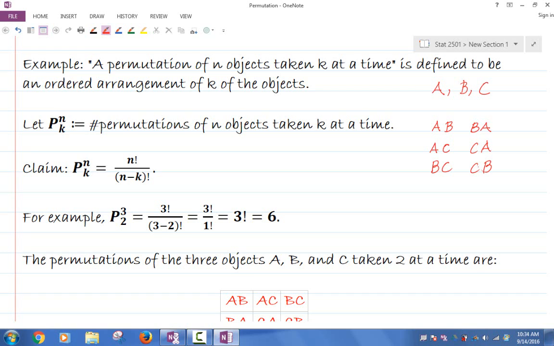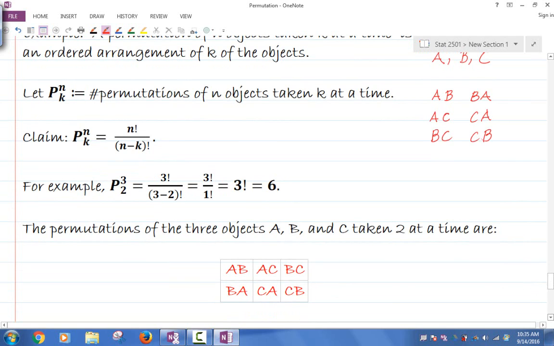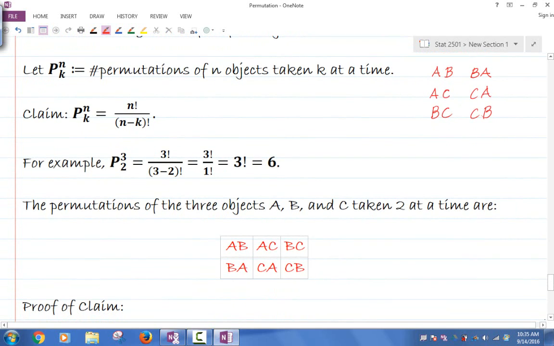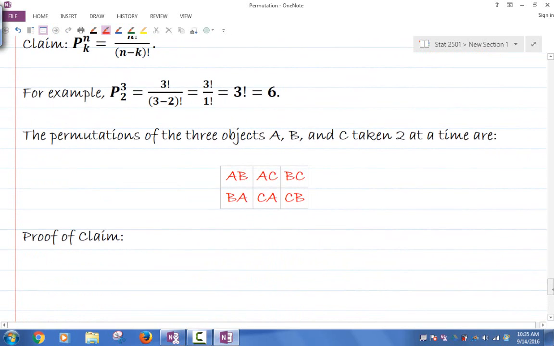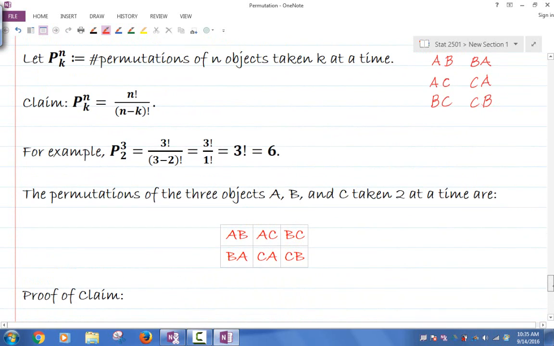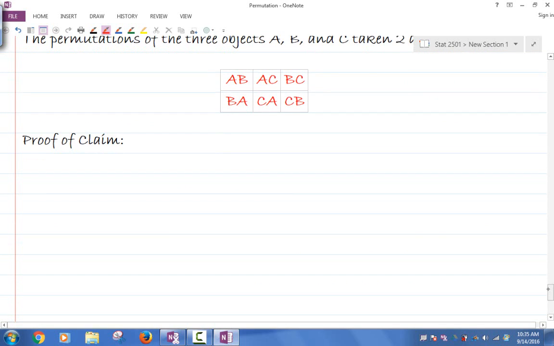For example, P(3,2) would be 6, and we did that explicitly by writing out the permutations in red. Let's look at the number of permutations of A, B, and C taken 2 at a time. There are 6 of them. That's what I have in my table. What I want to do now is justify that claim. So we were looking at the number of permutations of n objects taken k at a time. So how do I justify that?